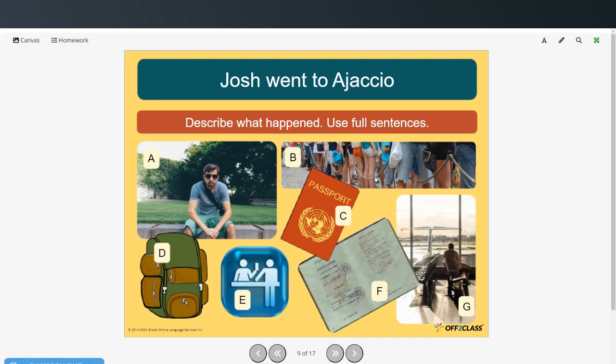All right, so see if you can describe what happened or what is happening in each of these pictures and try to use full sentences. And then restart the video when you're ready to continue.